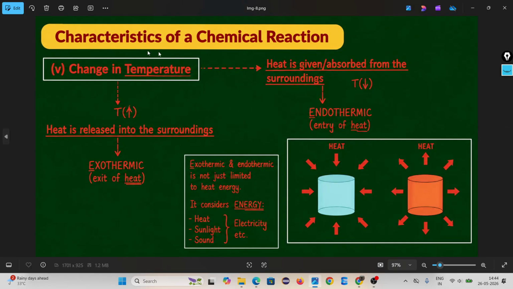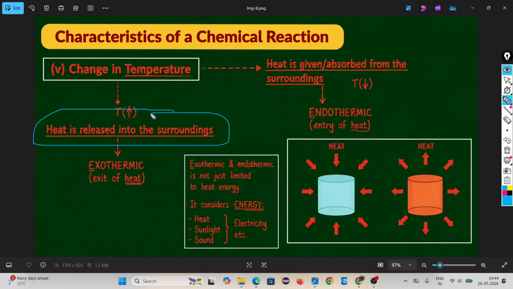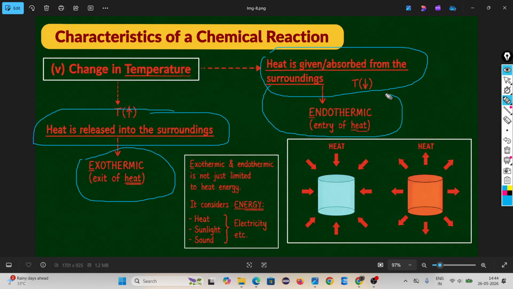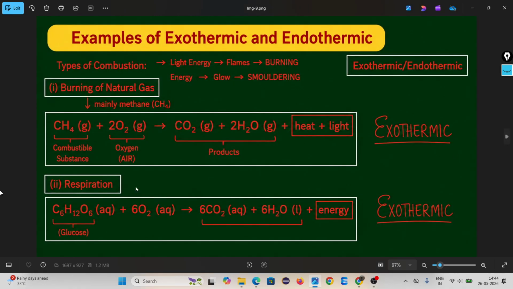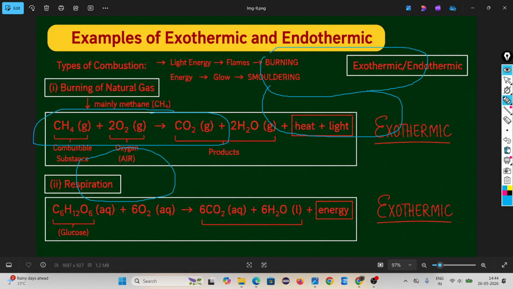Then come to the next thing, change in temperature. Actually, change in temperature is of two types. Either heat is released into the surroundings, or heat is consumed from the surroundings. If heat is released, it is called exothermic. If heat is consumed, it is called endothermic.